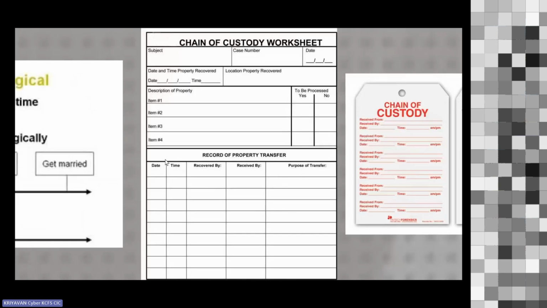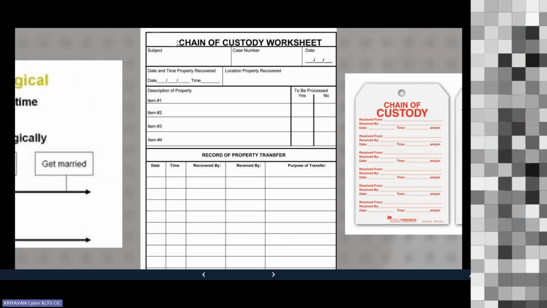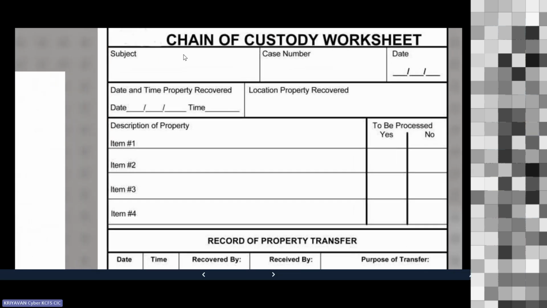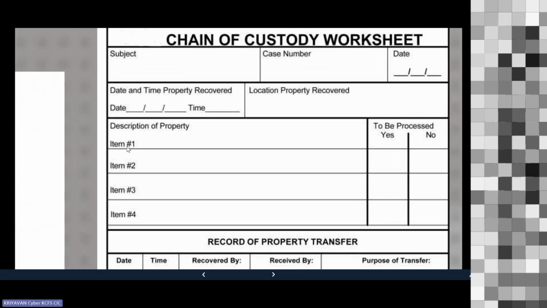So the chronological document, chain of custody, how does it look? You see here: subject, case number, date, item 1 pen drive, item 2 hard disk, item 3 Gmail login, item 4 another removable hard disk. This is the record. Date, time, recovered, received. Today, at this time, recovered from Madurai in my company, received by an investigator. It is taken to the Chennai lab.